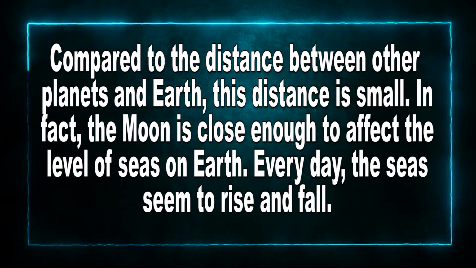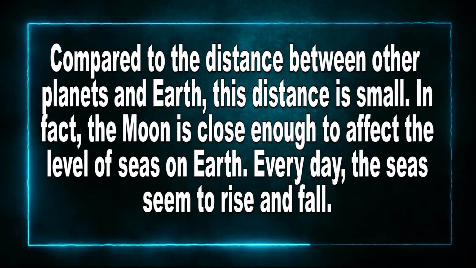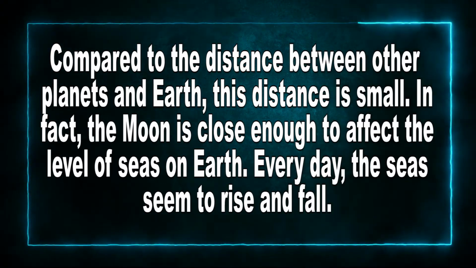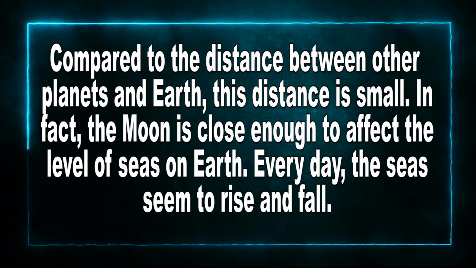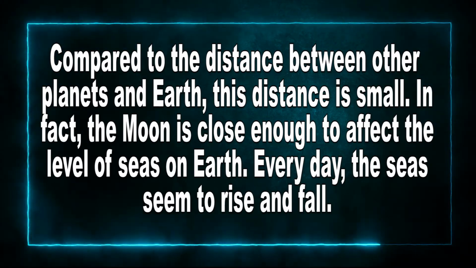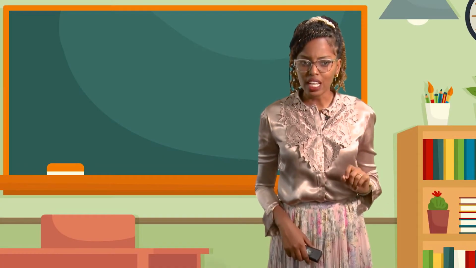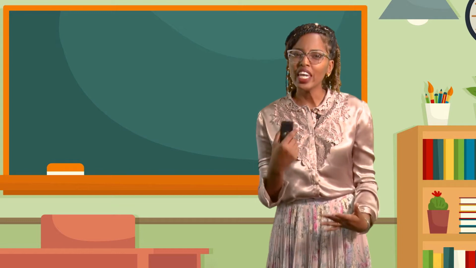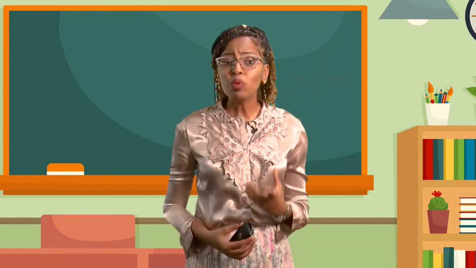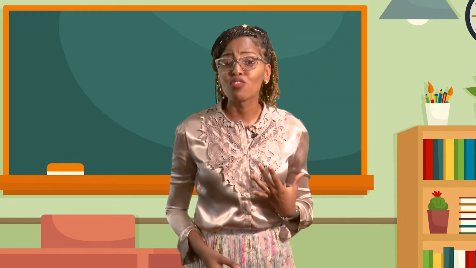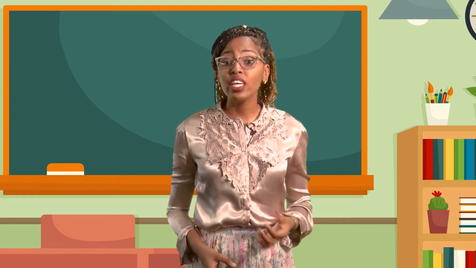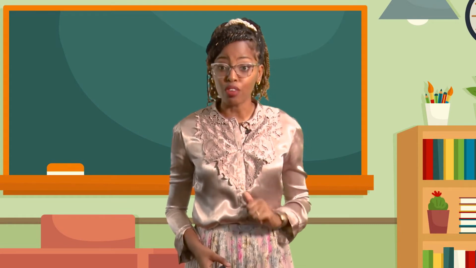In fact, the moon is close enough to affect the level of seas on Earth. Every day, the sea seems to rise and fall. But before we dive into that, let's discuss the appearance of the moon. The moon is a dusty ball of rock measuring roughly a quarter of the size of Earth.